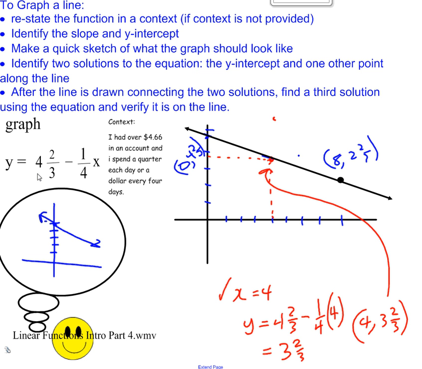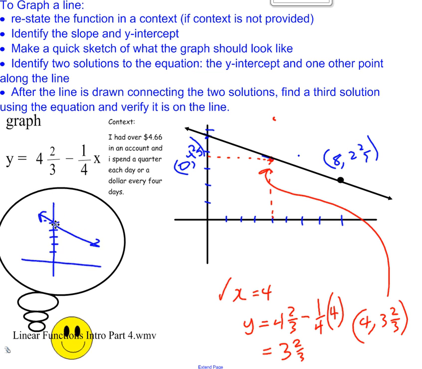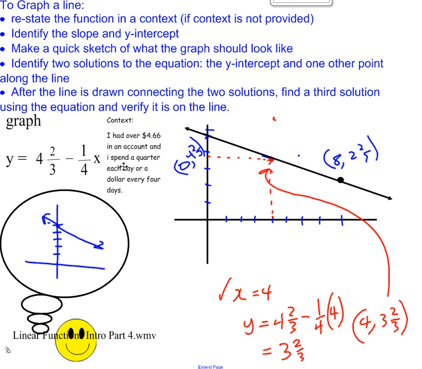In other words, given this equation, y equals 4 2/3 minus a quarter x, I imagine the graph's going to look like this. I imagined it because I knew that I could put it in context. Here I said $4.66 in an account, and I spend 25 cents a day, or $1 every 4 days. To make the graph, I need 2 points. So I start with 0, 4 2/3. And by the way, I should label this graph. This is a place to start, 0, 4 2/3.